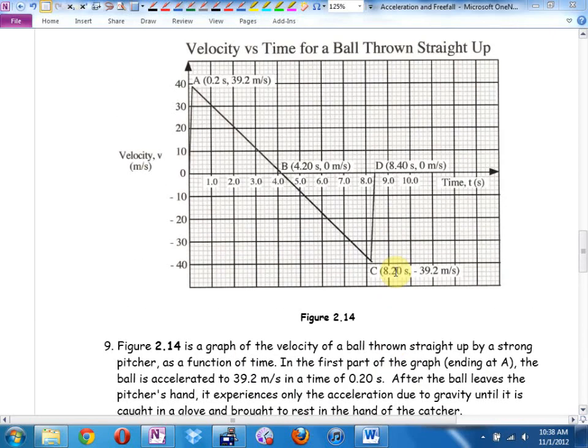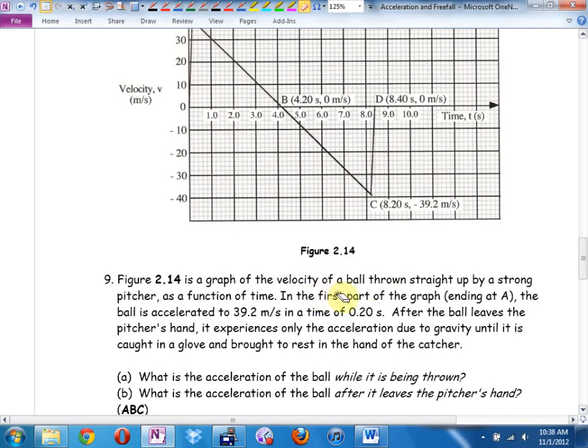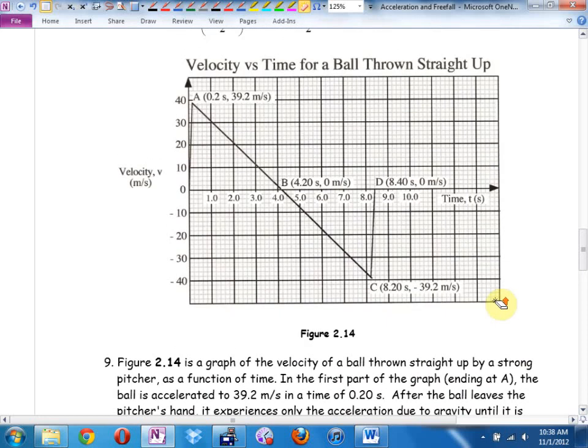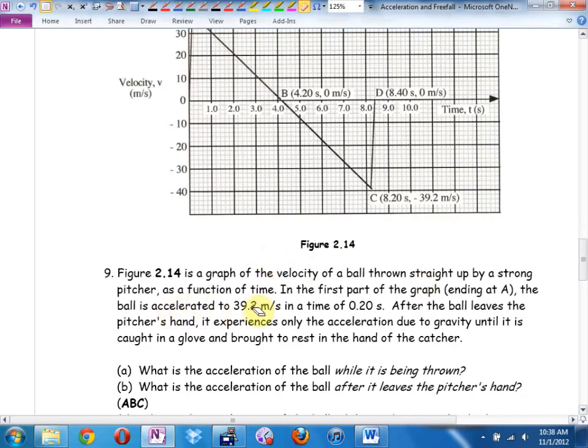What are we graphing? What versus what? Velocity versus time. Okay, I can deal with that. What do you think this little chunk right here is? And then we have a long chunk, and then this chunk right here. It says, this is the velocity of a ball thrown straight up by a strong pitcher as a function of time. In the first part of the graph, ending at location A, the ball is accelerated to 39.2 meters per second at a time of 0.2. You know what? That's the throw.